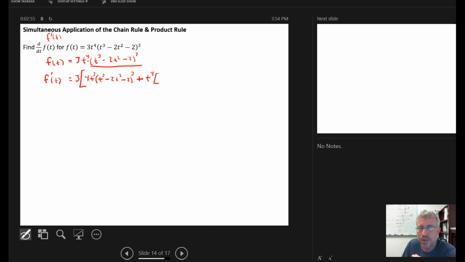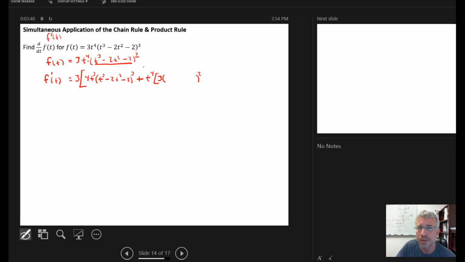So I need to focus in on the second function right now, which is this guy right here, t cubed minus 2t squared minus 2 all cubed. This is a chain rule because the outer function is the cubing function and the inner function is that third degree polynomial, t cubed minus 2t squared minus 2. So now I have to think about the chain rule. And the chain rule says take the derivative of the outer function. So the outer function is the cubing function. So to take the derivative of the cubing function, I'm going to bring the 3 down into the coefficient position and then reduce the exponent by 1. So I'm going to get 3 times stuff squared.